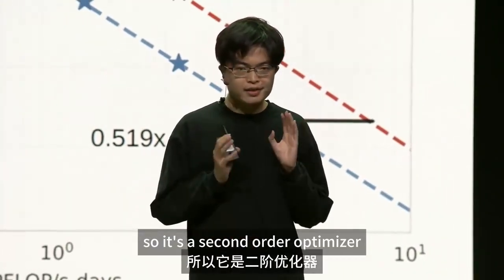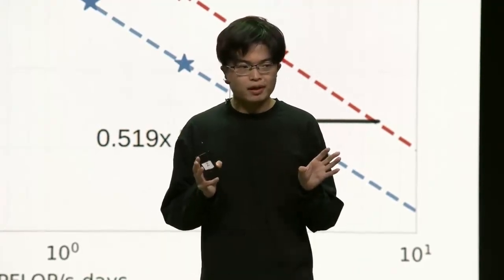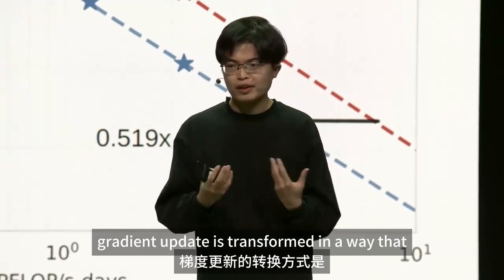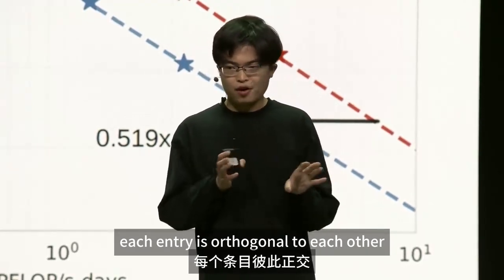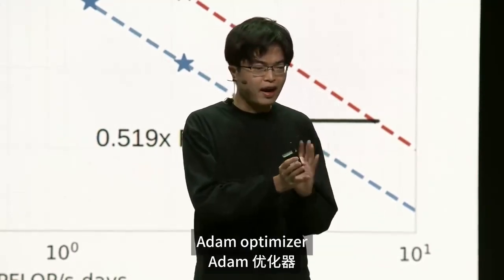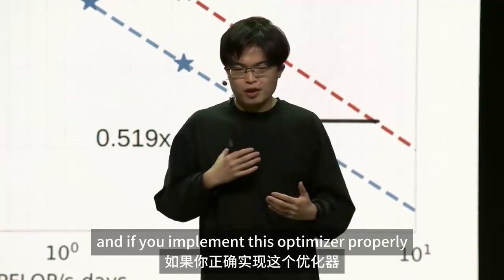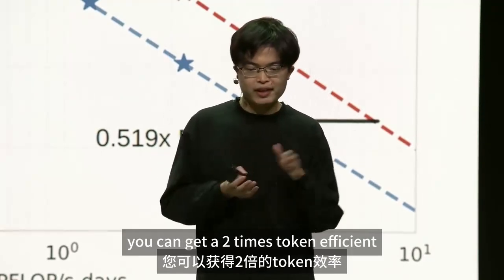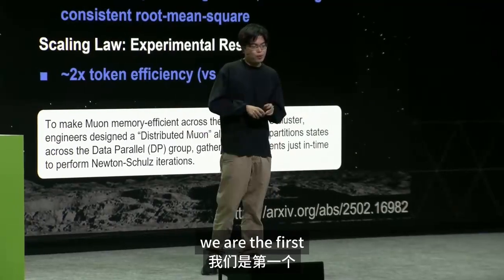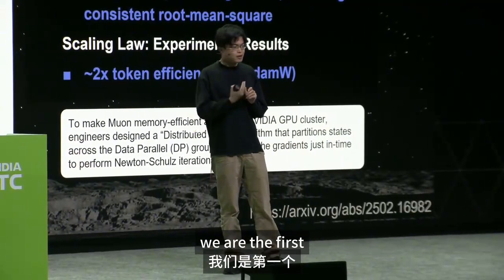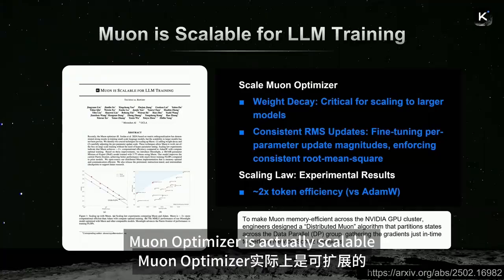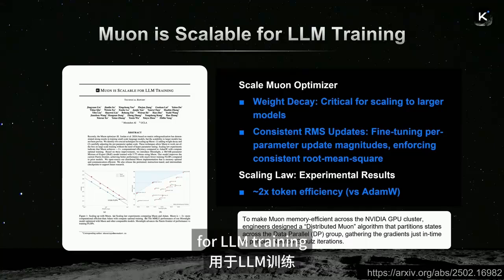It's a second-order optimizer, and basically every single gradient update is transformed in a way that each entry is orthogonal to each other. This is very different from the traditional Adam optimizer. If we implement this optimizer properly, you can get a 2 times token efficiency improvement. We published the first work to demonstrate that the Muon optimizer is actually scalable for LLM training.